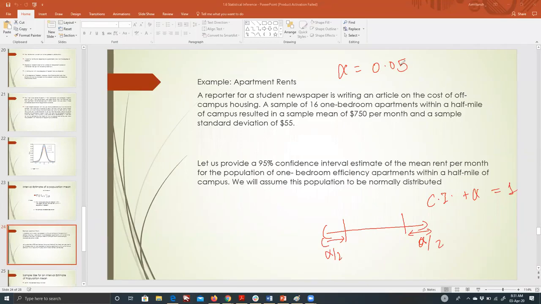Alpha is 1 minus CI. So if CI is 95% or 0.95, how much is alpha? Okay, 0.05.